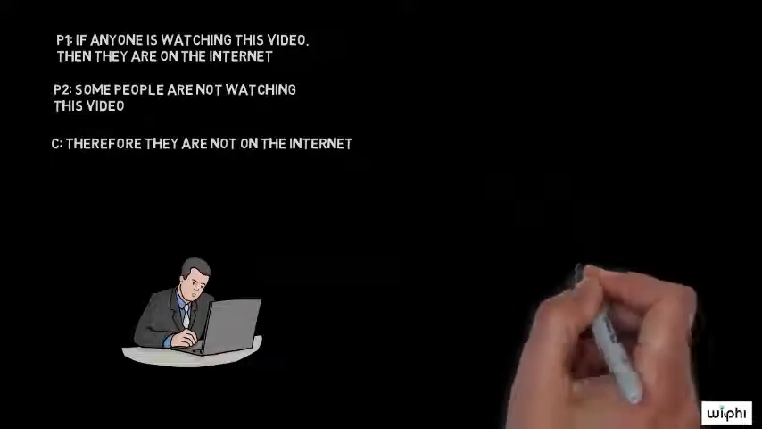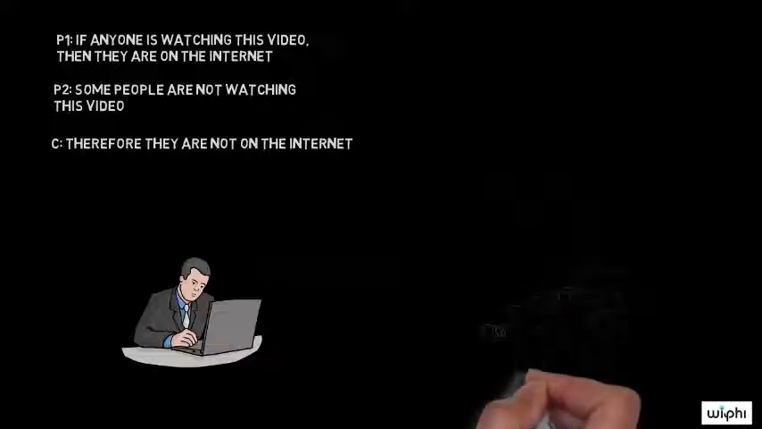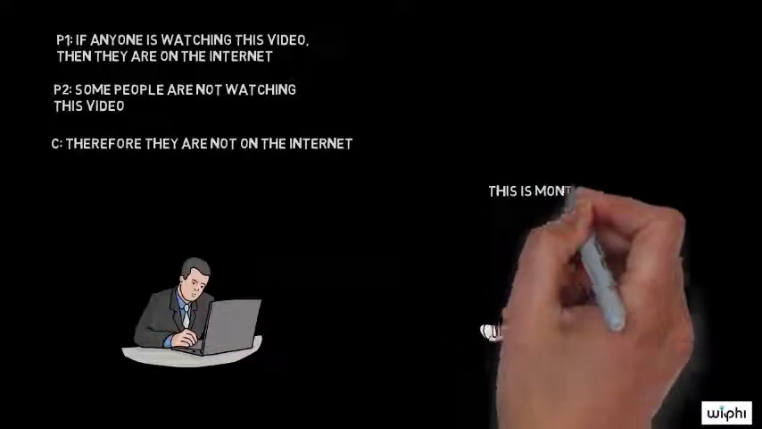Let's consider one last example. If anyone is watching this video, then they are on the internet. Some people are not watching this video, therefore they are not on the internet. Again, denying the antecedent, but pointing out that not everyone is currently watching this video, does not validly demonstrate the denial of the consequent, that they are not on the internet at all.